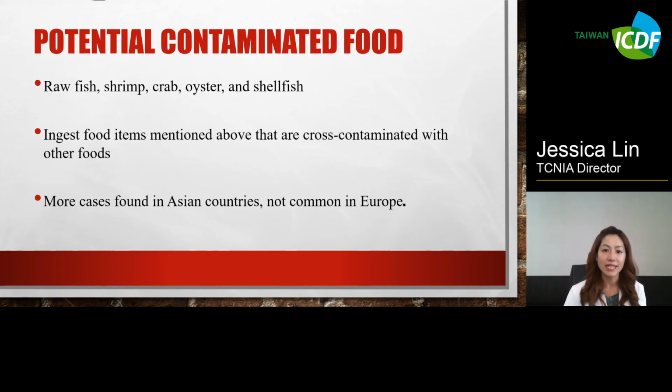So what are some potential contaminated foods that you want to watch out for? Usually the bacteria can be found in raw fish, shrimp, crab, oyster, and shellfish. If you ingest the food items mentioned above that are cross-contaminated with other food, that can cause foodborne illnesses.